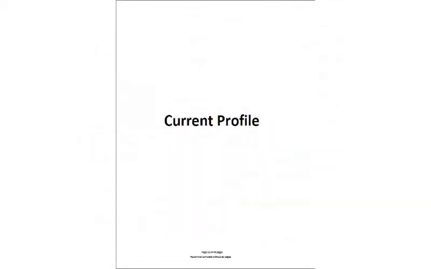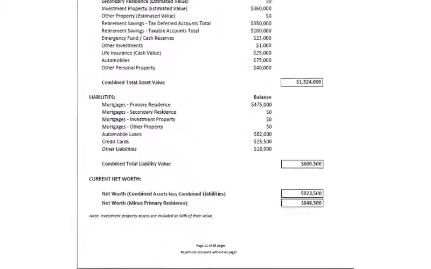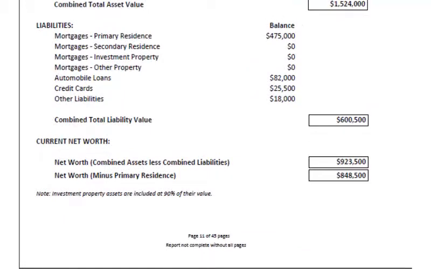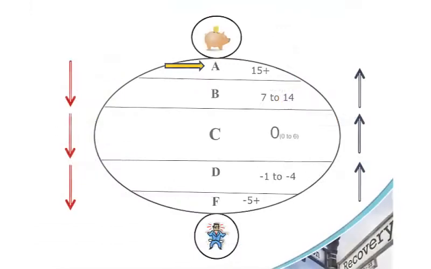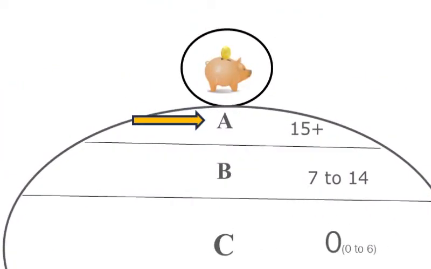The current profile will display the current net worth as well as list the information they entered on the online client profile. Note that the net worth page gives you both net worth with and without the equity in their primary residence. When we aim to reach the A wealth grade level, that net worth target does not include the equity in the primary residence.